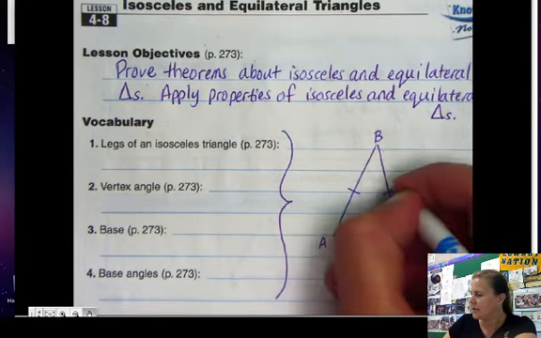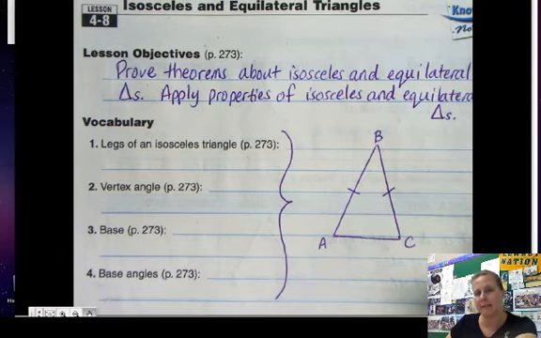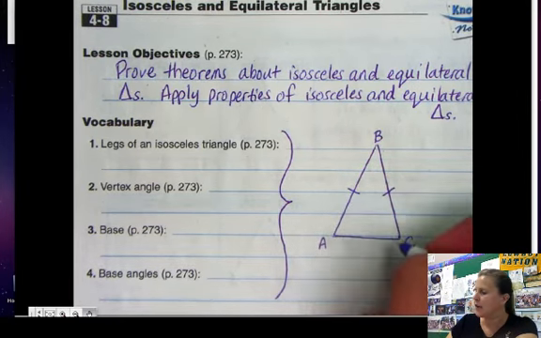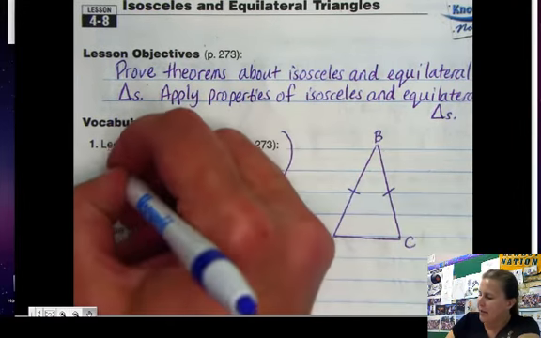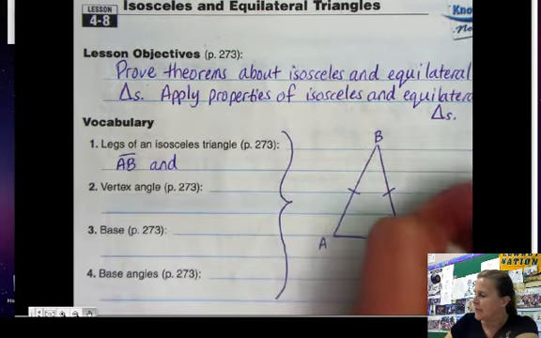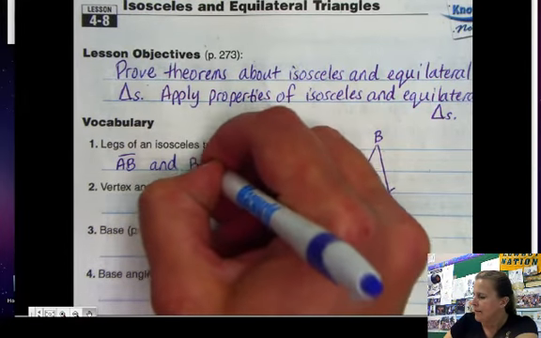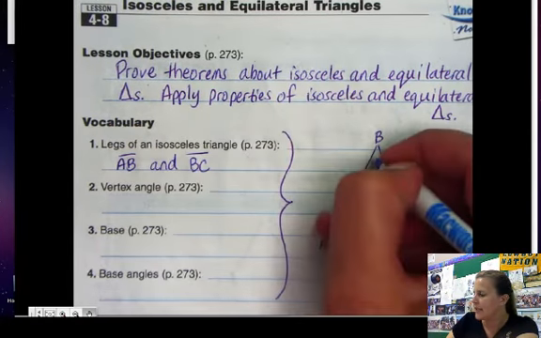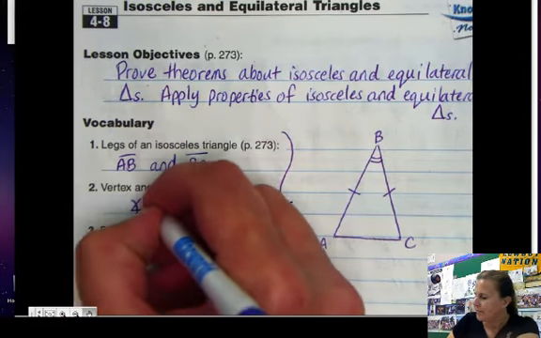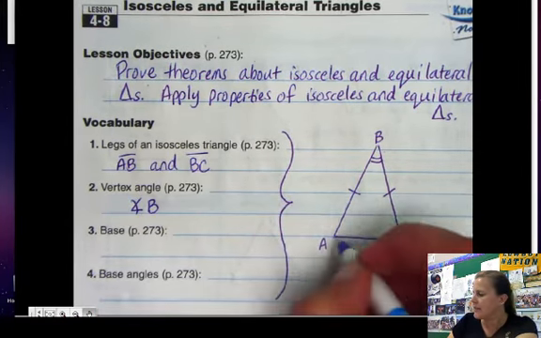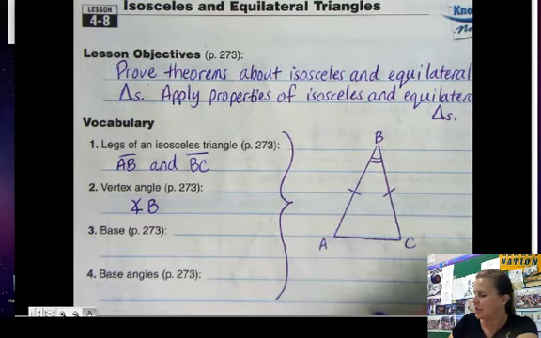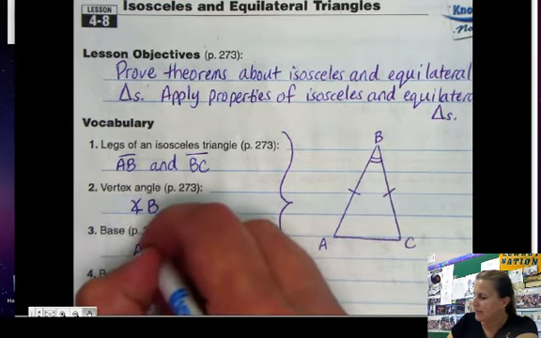If I told you that this was congruent to that, then that's an isosceles triangle. The legs of the isosceles triangle are the ones that are congruent. So that would be AB is a leg and BC is a leg. The vertex angle is here, angle B. And the base is the other side that's not congruent to the two here, so that would be AC.